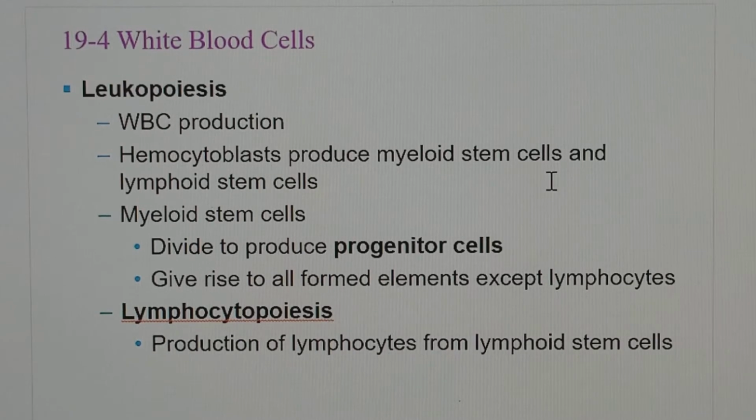with red blood cell production, we talked about erythropoiesis. With white blood cell production, the term is called leukopoiesis, white blood cell production. Hemocytoblasts produce myeloid stem cells and lymphoid stem cells. Myeloid stem cells divide to produce progenitor cells, give rise to all formed elements except lymphocytes. Lymphocytopoiesis, the production of lymphocytes from lymphoid stem cells.